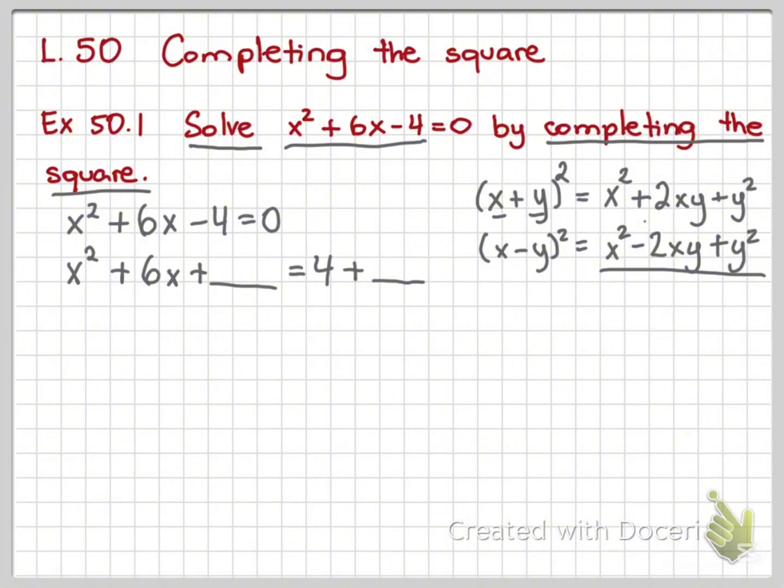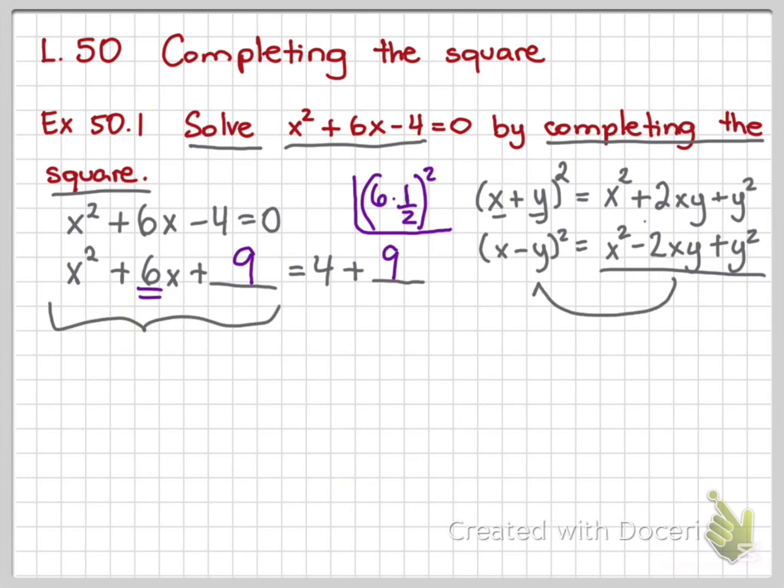What we do is something that I call the corner, and what we do is that we put the b here, the 6, times 1/2, squared. If I do that, 6 times 1/2 is 3, and 3 squared is 9. So I'll put 9 here, and I'll put 9 here. Now this is a perfect square. So I can go from here to here.